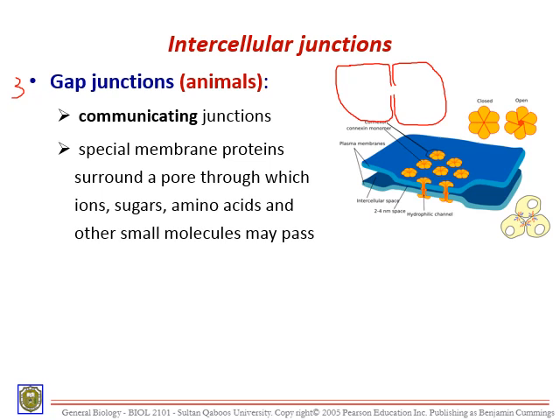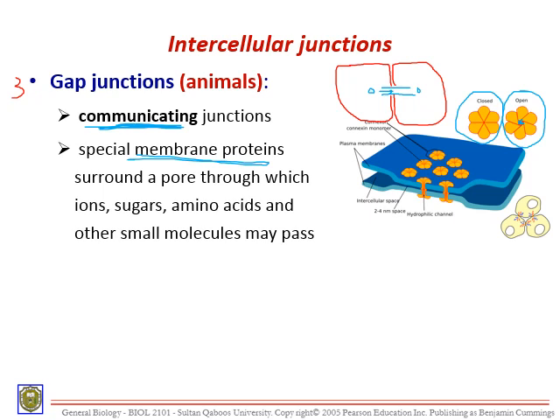Okay, let me select another color right here. These junctions act as tunnels, tiny tunnels that allow small molecules to be exchanged between one cell and another cell. That's why they are known as communicating junctions. Of course, these are membrane proteins. You can see this is a membrane protein that is closed, and it can also be open in order to allow molecules to pass from one cell to the next cell.